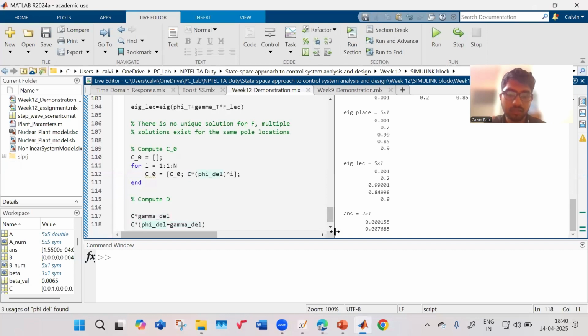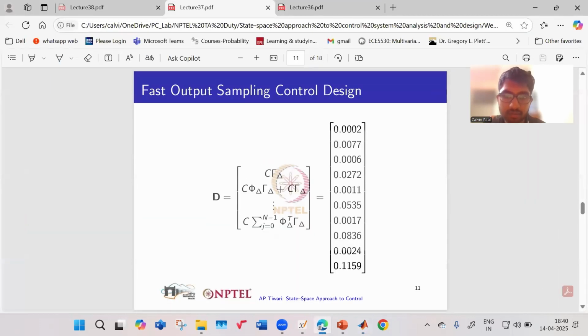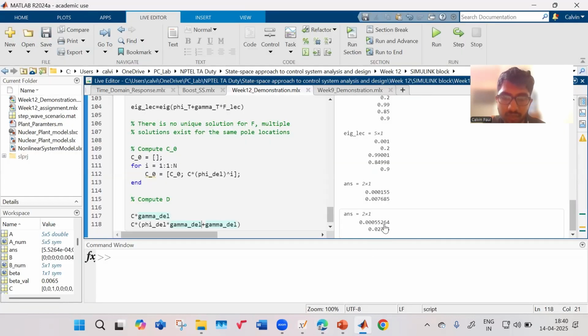And this also into gamma underscore del. So this comes out to be 0.000005, 52645, 0.02715.